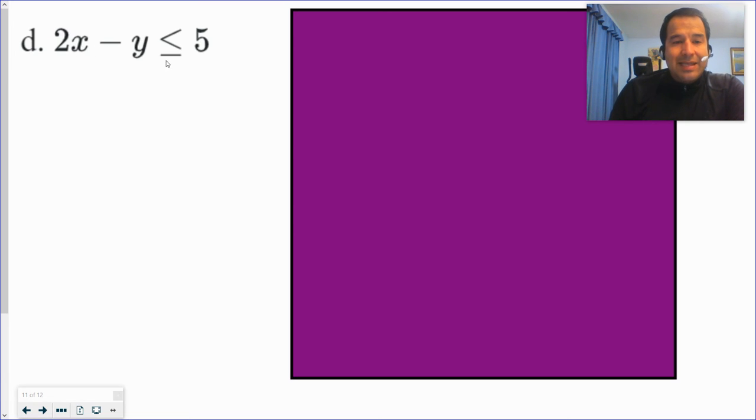2x minus y is less than or equal to 5. Solve that problem. Think about it. Pause, graph it, boundary point, shade the side. Okay, now I do need to do some work here to make this work. Here is where you do have to be careful, okay? Hopefully you stopped and checked this out.